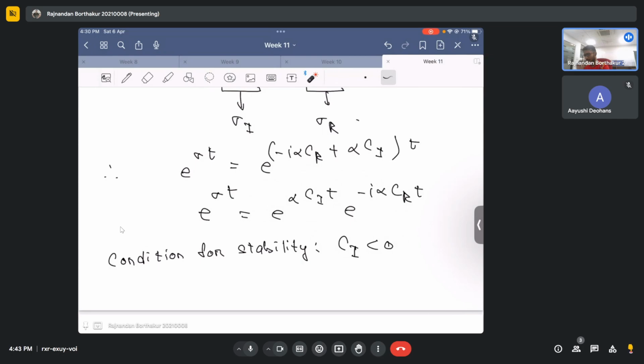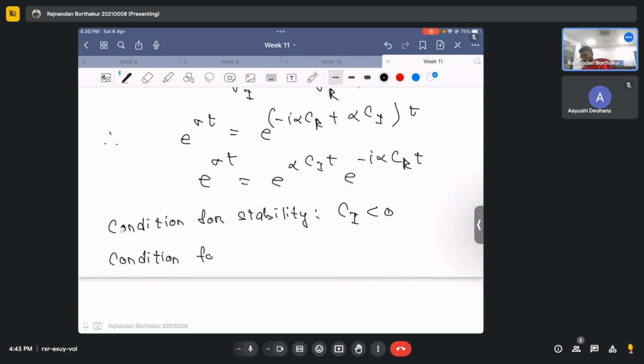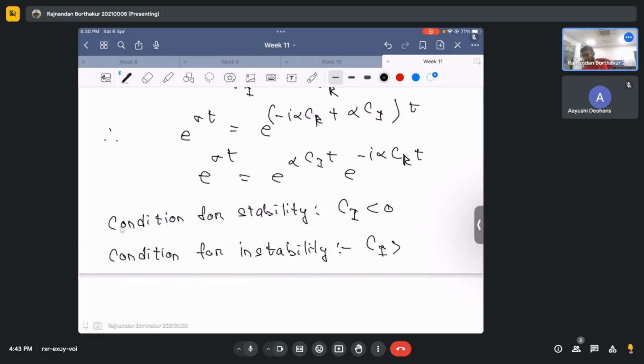I'll just finish the writing. So the condition for instability is that c_i is greater than 0.